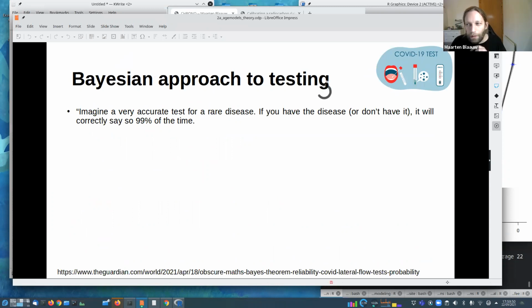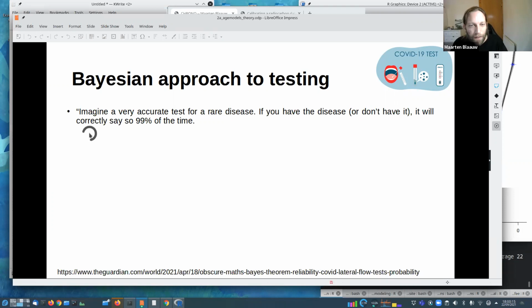All right. One more test, and then we might take a break. So thinking again about context: how could Bayesian statistics be used, for example, for COVID tests? This is taken from The Guardian, and it's a really nice article. They try to explain what Bayesian stats does.